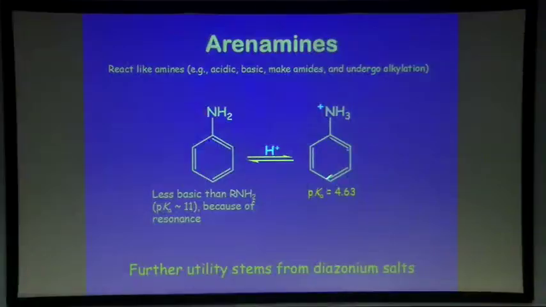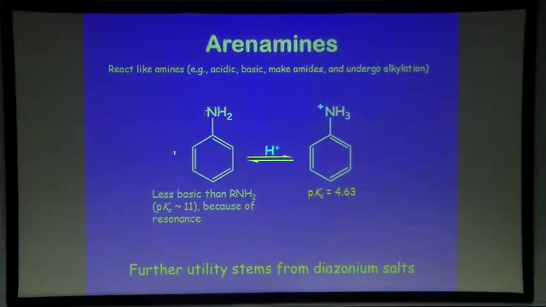Okay? And that means that the corresponding ammonium salt is quite acidic, much more acidic than a normal ammonium salt. Normally, it's around 10, 11. This guy, benzene ammonium, is 4.63, so it's 5 pK units, 100,000 times more acidic, because the corresponding base is actually more stabilized. This lone pair is delocalized into the benzene ring.